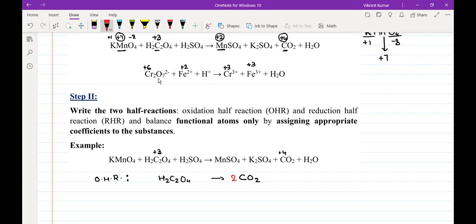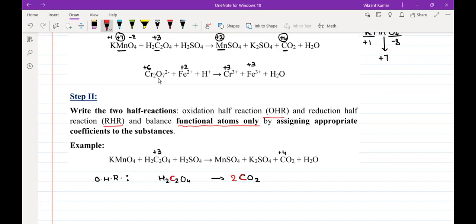We can talk about half a mole of molecules. So you can put a fractional coefficient also; that is also allowed. So what we are doing in this step is writing the half reactions, oxidation half reaction and reduction half reaction, and we are balancing the functional atoms only. I have not balanced H, I have not balanced O. I've just taken care that carbon was getting oxidized and it is going in the form of CO2.